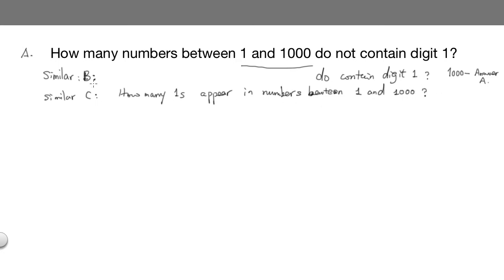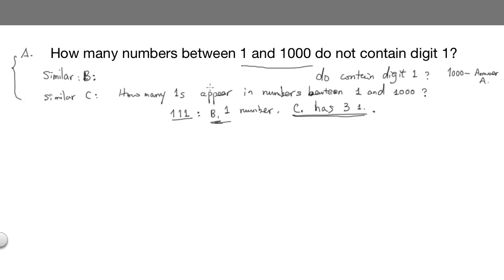Now, this question C and question B look very similar, but they are different. Because in B, a number like 111 is counted as one number. But in C, this 111 has 3 ones. In B, it's one number, but in C, it has 3 ones. So clearly the answers of B and C are very different. All these three questions A, B, C are variations of the same question.